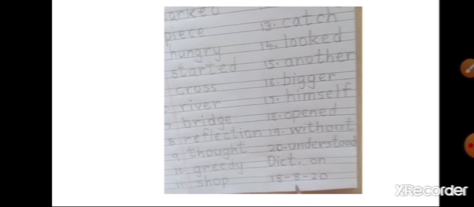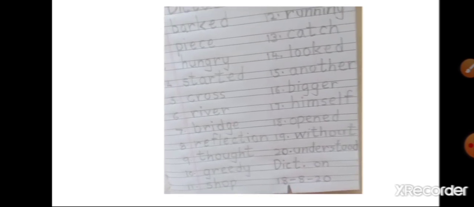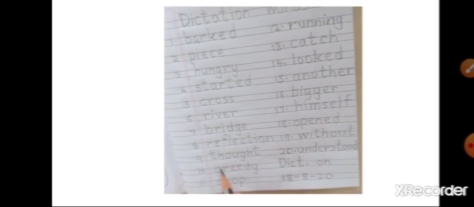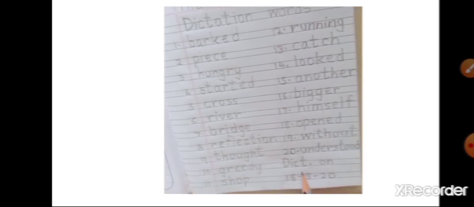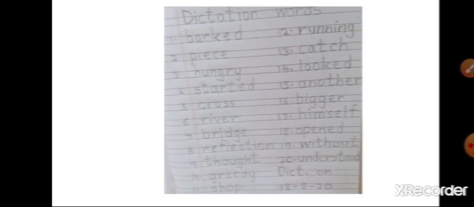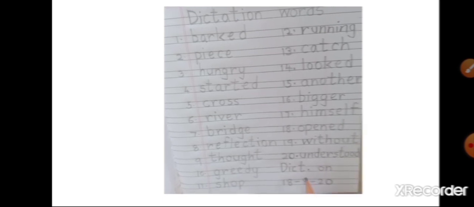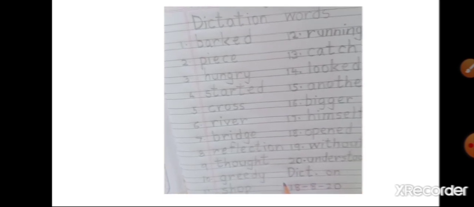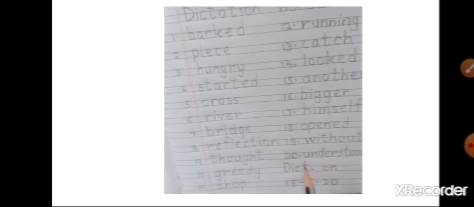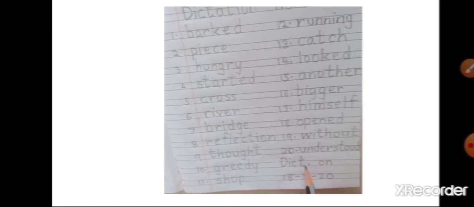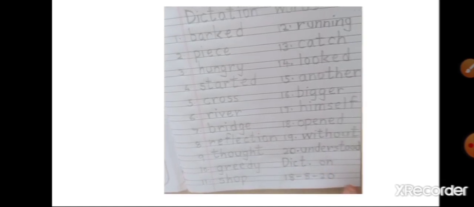18-8-20. It means, children, your dictation is on 18th August. Before that, you have to learn all these 20 dictation words very nicely. And on 18th August, teacher will ask you any 10 words from these 20 dictation words. Okay. Now turn the page.